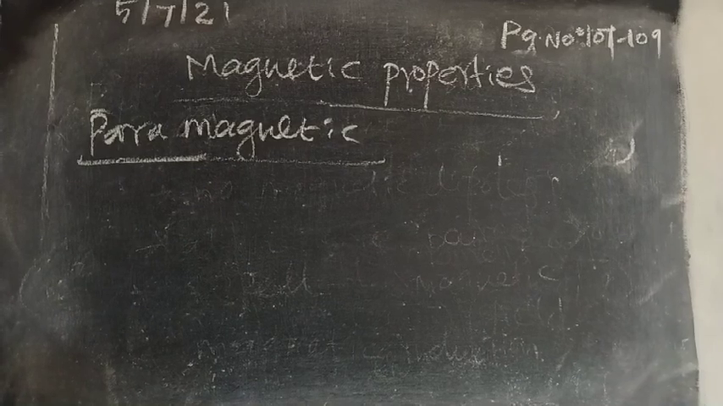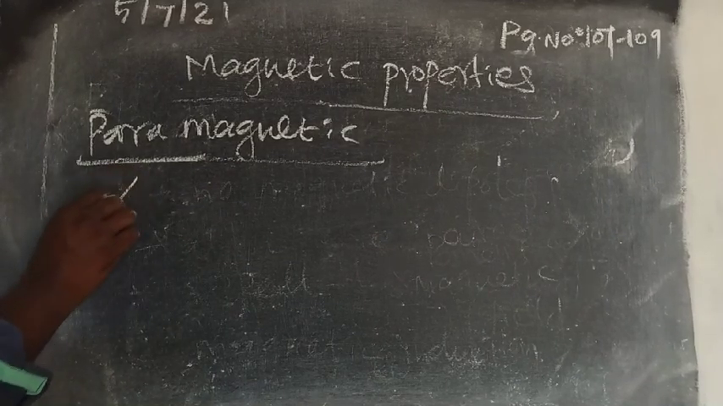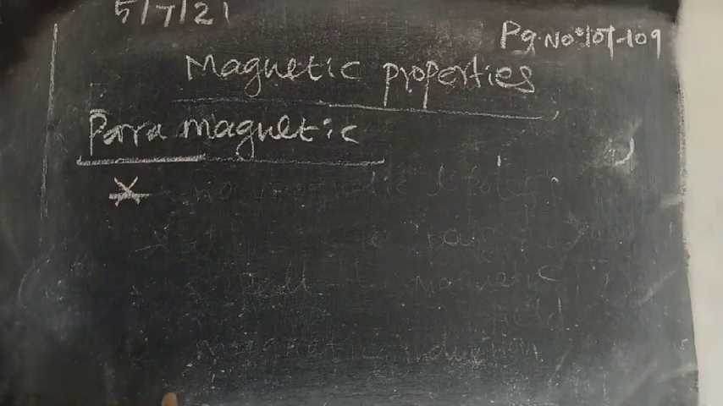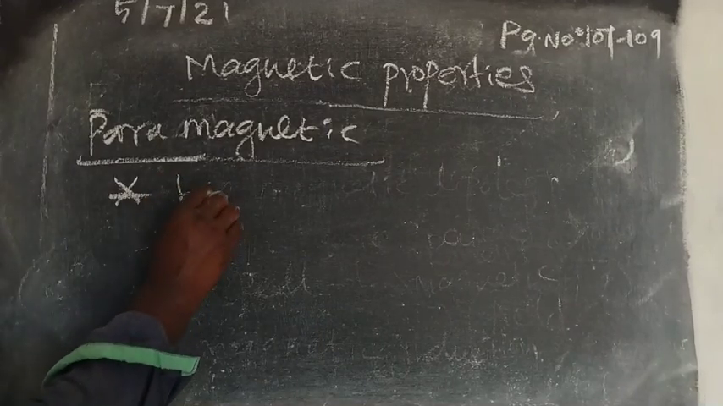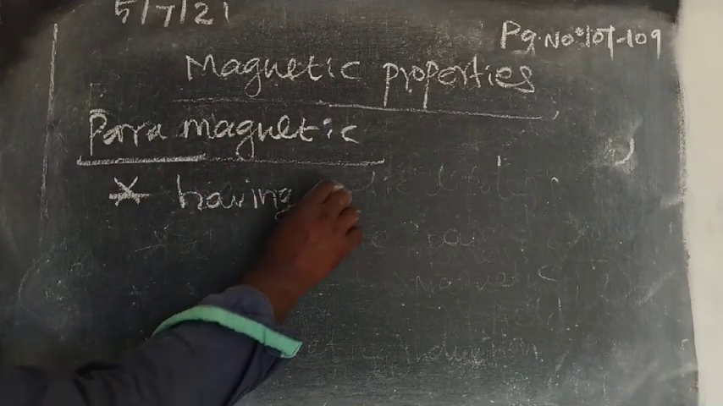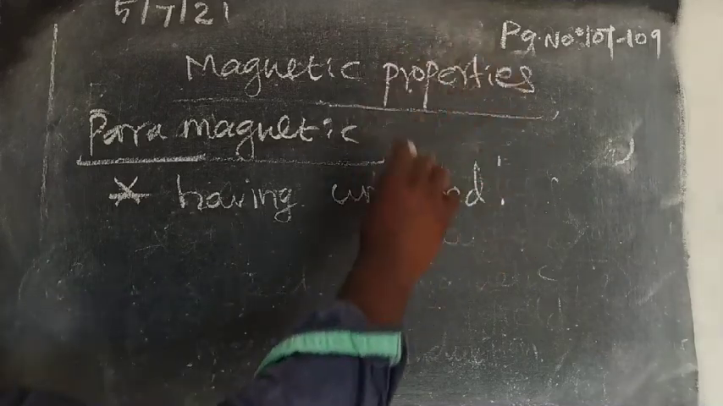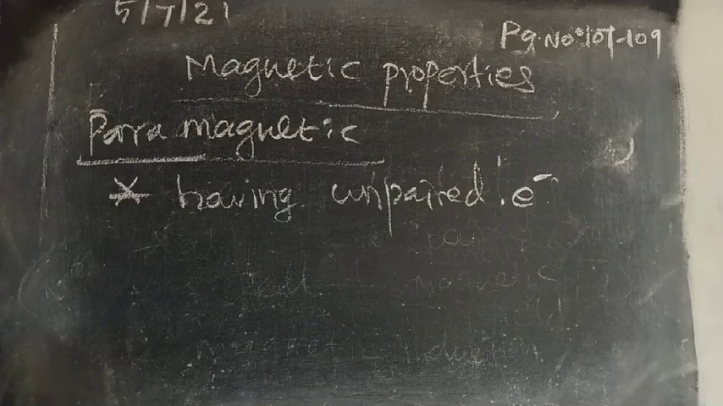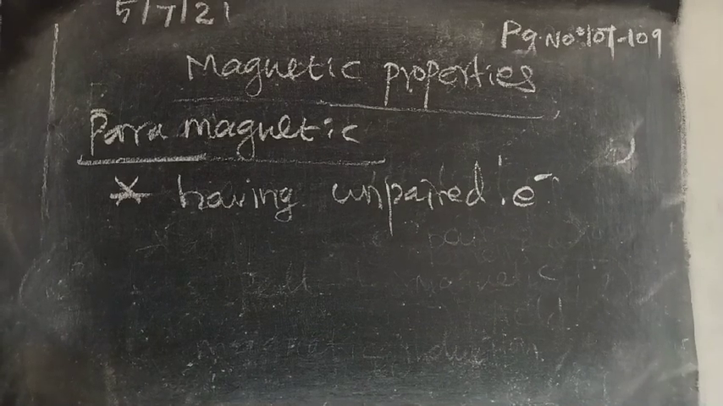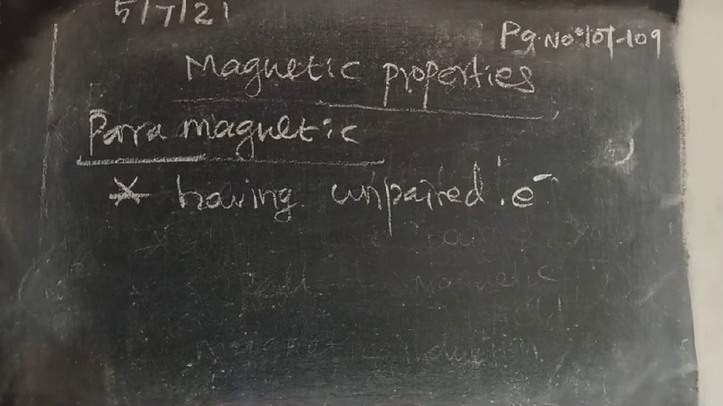Paramagnetic solids are the opposite of diamagnetic. Diamagnetic materials do not have any single electron, all electrons are paired. But a material having even one single unpaired electron is called paramagnetic. Why are they called paramagnetic?